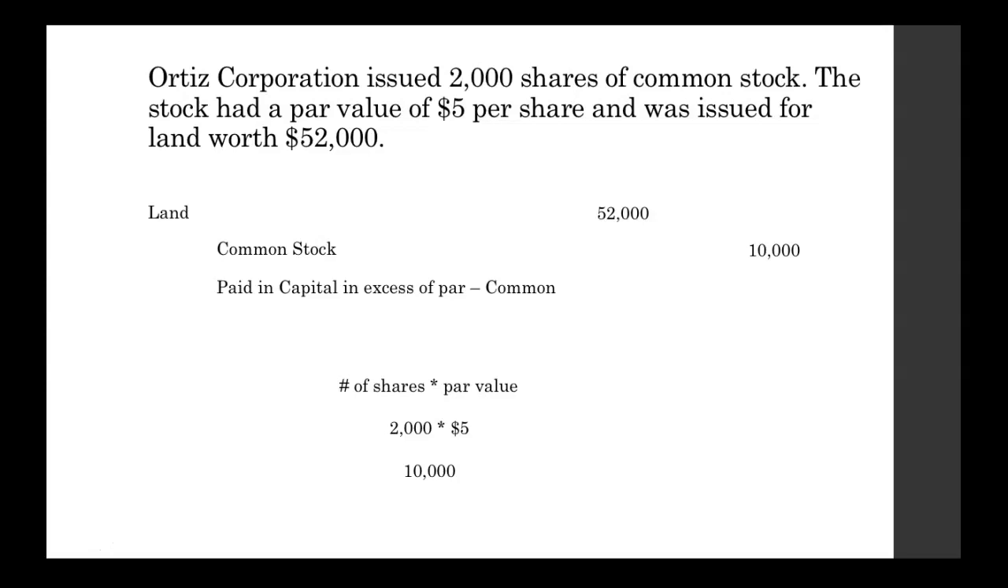For paid-in capital in excess of par, we need our debits and credits to equal. So right now we have 52,000 over on the debit side, 10,000 over on the credit side. So we need to credit 42,000 for our paid-in capital in excess of par. Now our debits and credits equal.